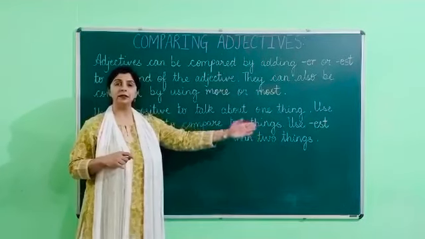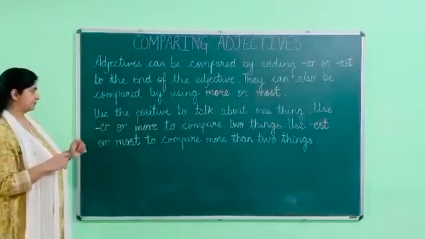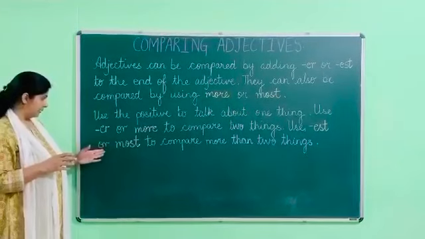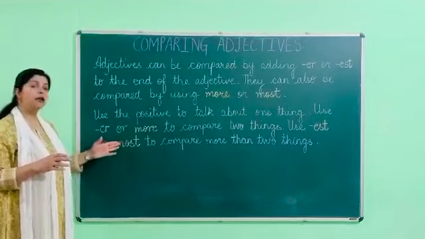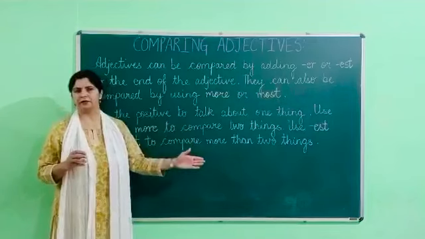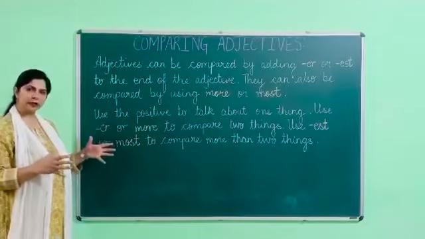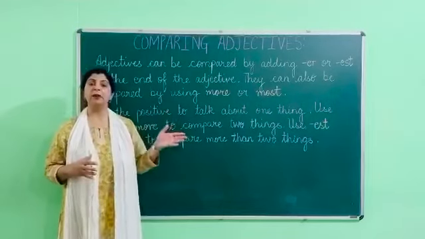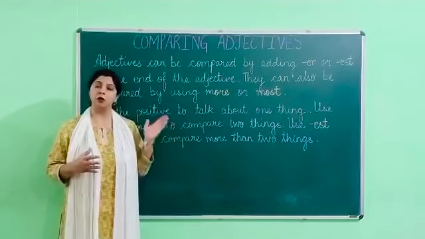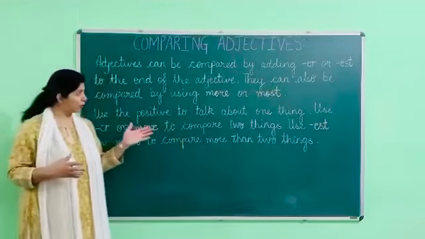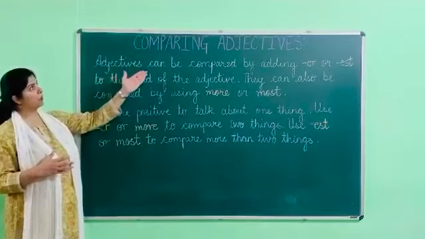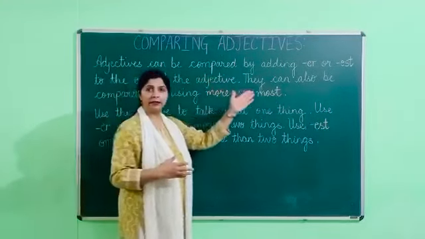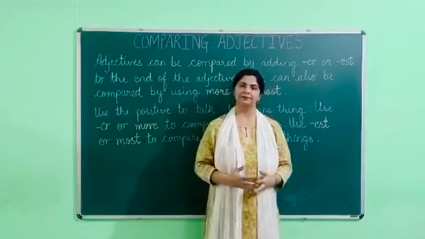That is the superlative, like biggest and most beautiful. So these are the basic rules which you apply when you are comparing adjectives, but a few exceptions are always there. I hope you have understood how you would be going ahead by comparing these adjectives.